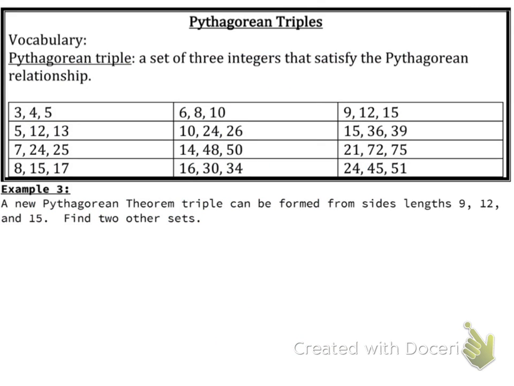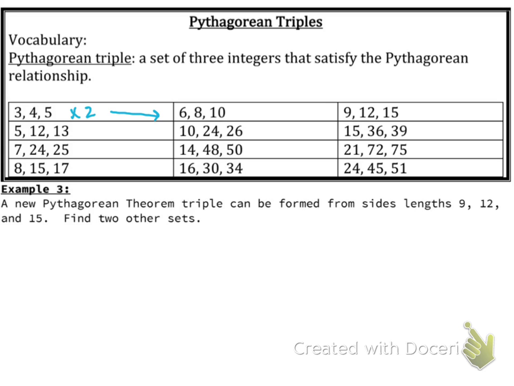Now my next example, we talk about Pythagorean triples. Pythagorean triples are a set of integers that satisfy the Pythagorean theorem. So you could put 3 squared plus 4 squared, that will equal 5 squared. 5 squared plus 12 squared, that will equal 13 squared, and so on.